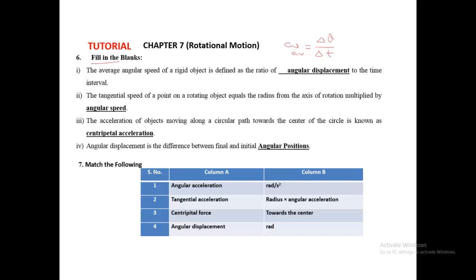The tangential speed of a point on a rotating object equals the radius from the axis of rotation multiplied by the angular speed. Alright, so this is what we have done there. The acceleration of objects moving along a circular path toward the center of the circle is known as centripetal acceleration, a sub c. Angular displacement is the difference between the final and initial.